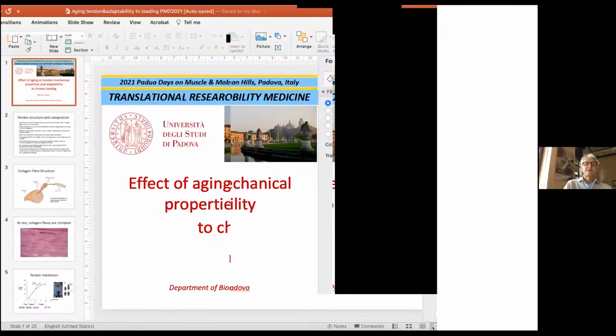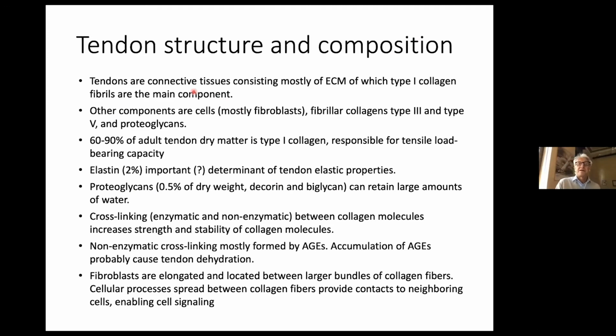Of course, you all know that tendons are connective tissue consisting mostly of ECM, in which type 1 collagen is the main component. Other components are cells, fibrillar collagen, mostly type 3, type 5, and of course, proteoglycans. 60 to 90% of adult tendon dry matter is type 1 collagen.